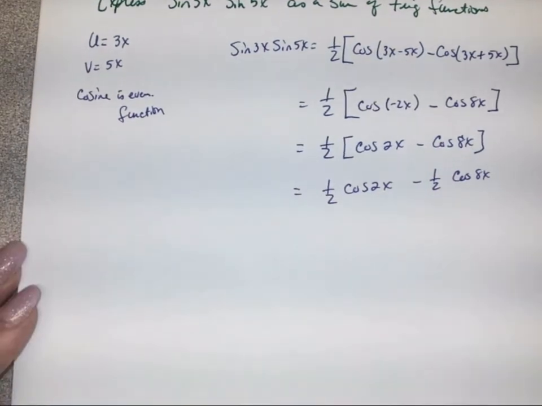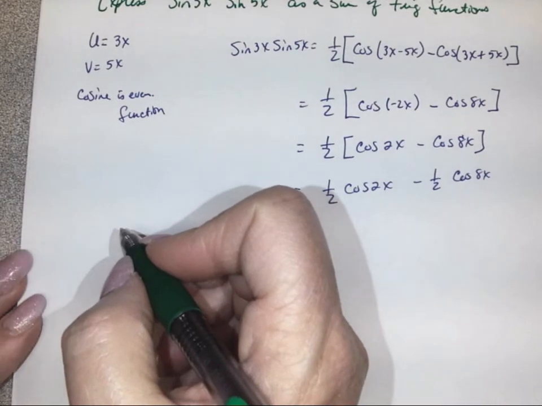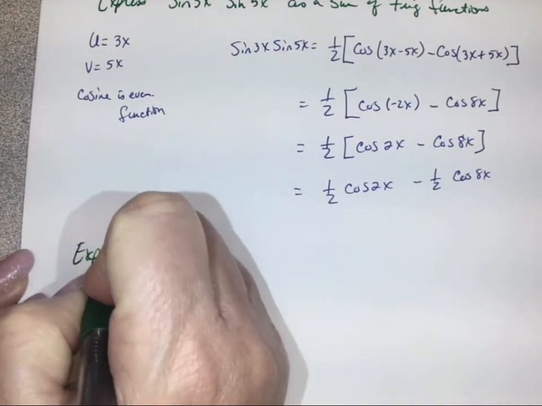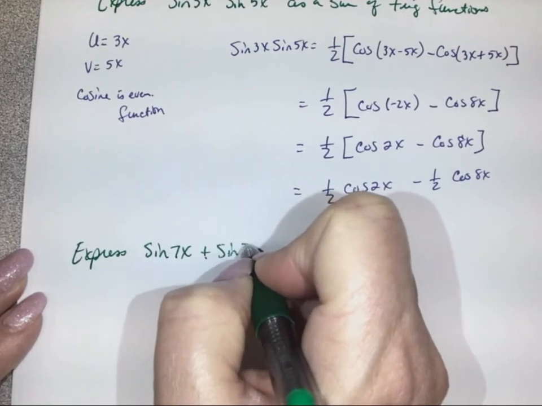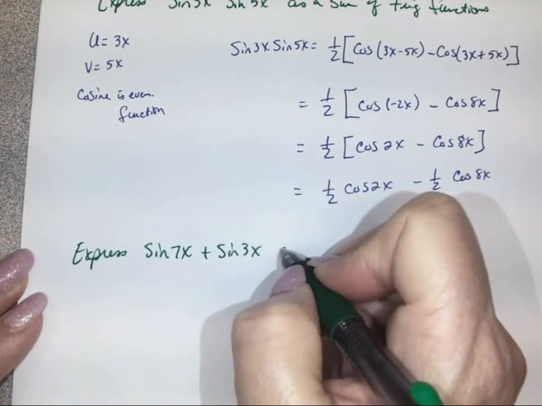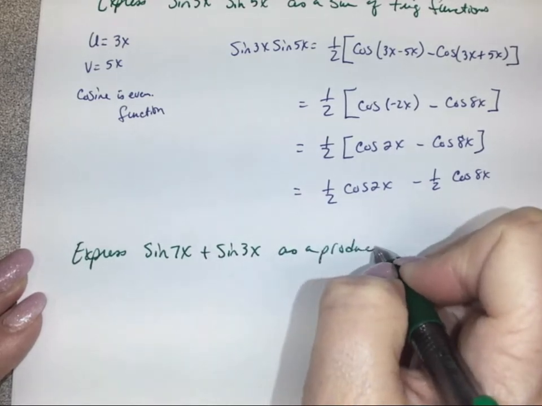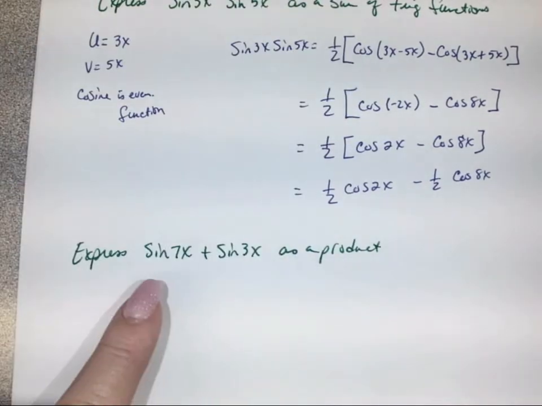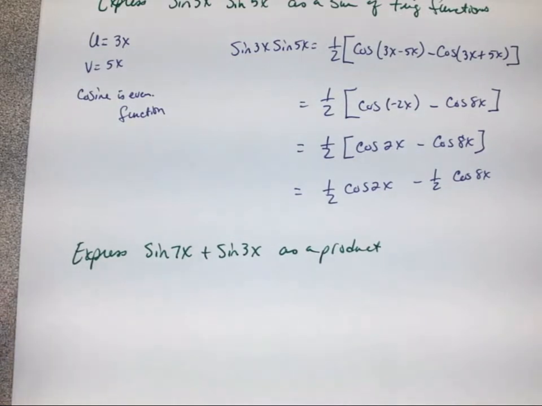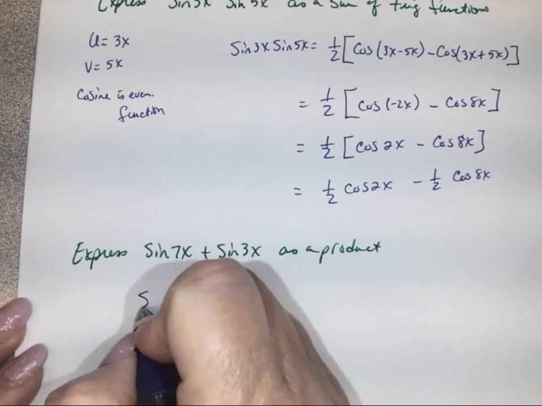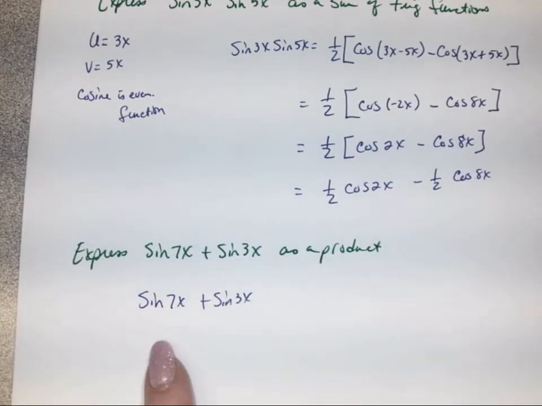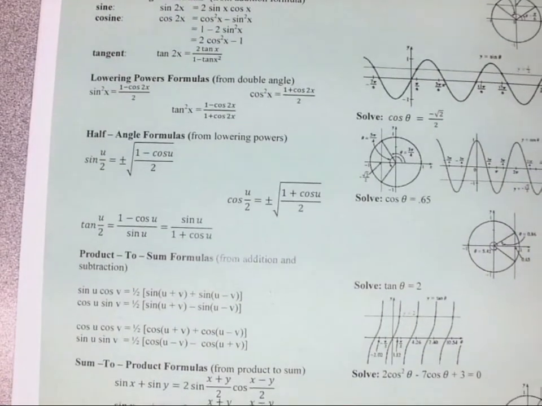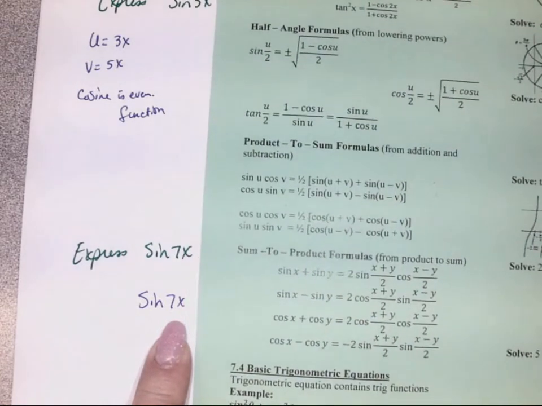All right, so we are going to express the sine of 7x plus the sine of 3x as a product. So this is a product to a sum. Now we're going sum to product. So again, it's about matching our formulas. So with the sine of 7x plus the sine of 3x, you've got to look for a u plus a v that have signs. So we're looking at the sum to a product.